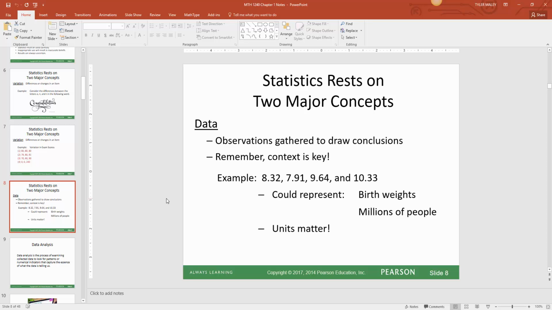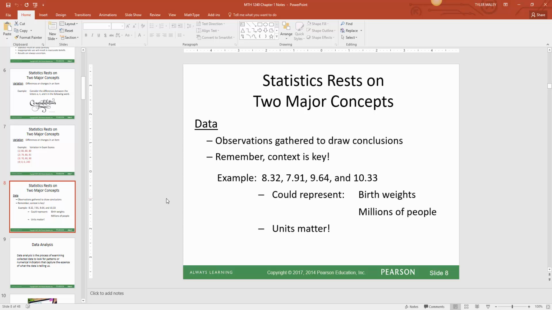So the second of the 2 major concepts of statistics is data. Data are observations gathered to draw conclusions. And it's really important to know that context is key.